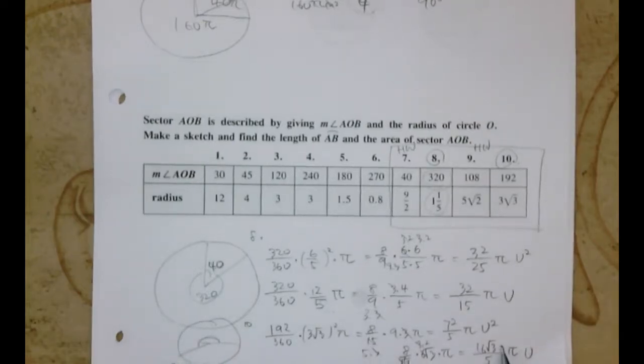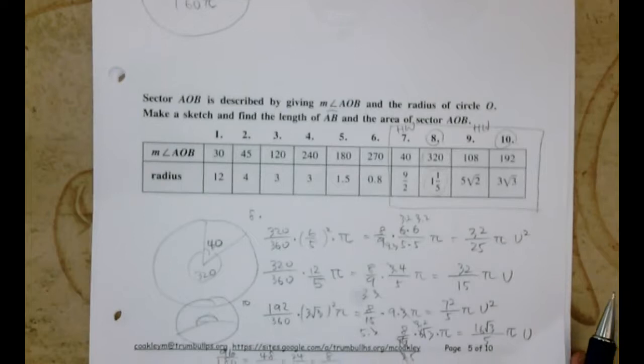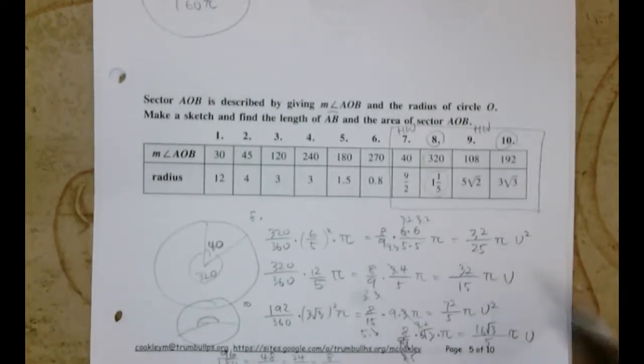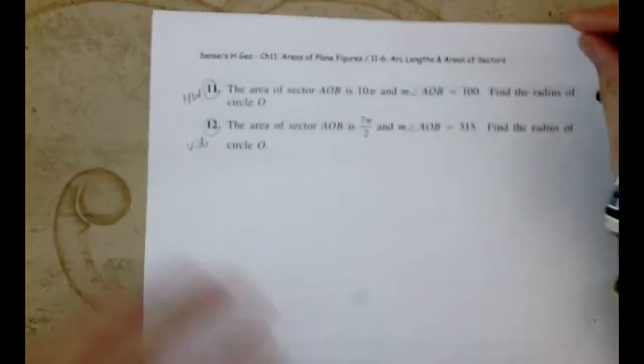Now pi you can put in the numerator. That's also correct. You can put it outside or inside the numerator. Either way is correct. You know that, right? Okay. Let's see what else we said we're gonna do. We're gonna do this one.